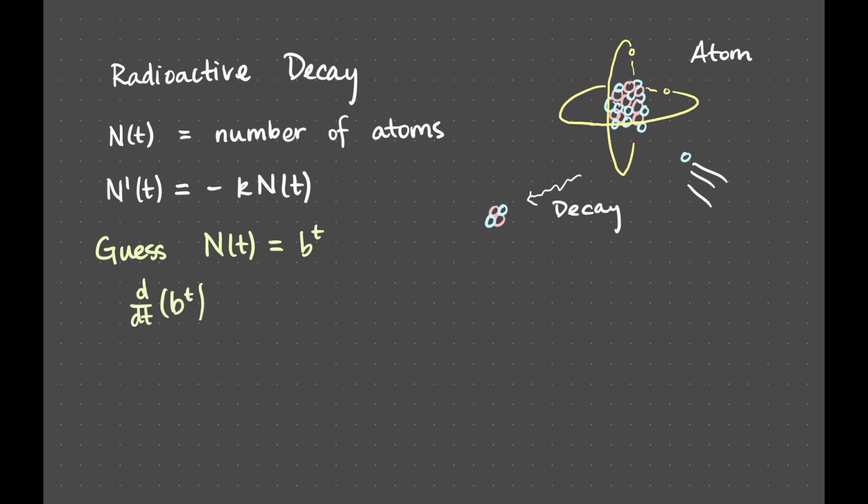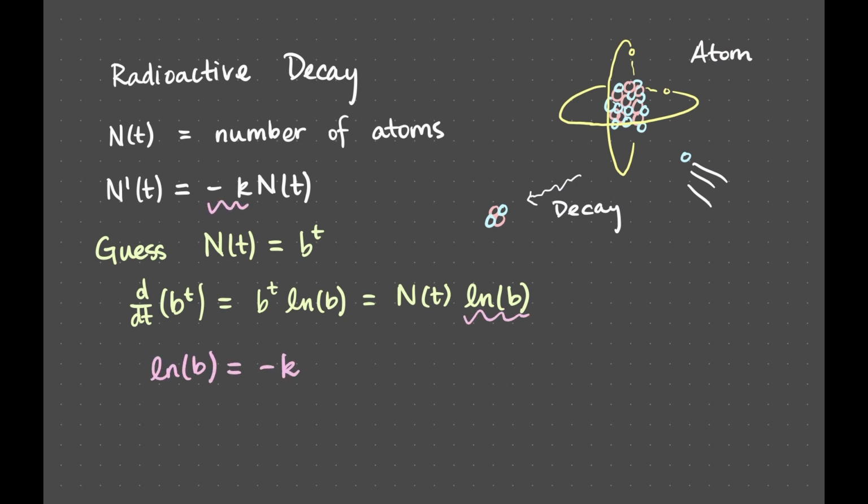Taking the derivative of this guess, we find that it's equal to n prime of t equals b to the t times the natural log of b. According to the decay rate equation, the constant that appears should be equal to minus k, so this means that we have that the natural log of b is equal to minus k. Now, it's possible to solve for b. We just raise both sides using e, and we obtain that b equals e to the minus k.